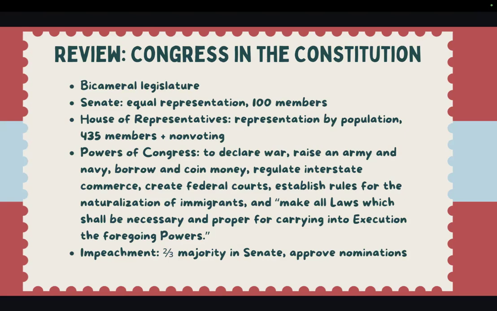And don't forget the elastic clause, the necessary and proper clause. Think of it like if you have a big meal, you need elastic pants, and that waistband can stretch. It's just a silly example to help you remember that the powers of Congress can expand through this necessary and proper or elastic clause if they need to make a law in order to do all the other things that it says they should do. Okay. All right.